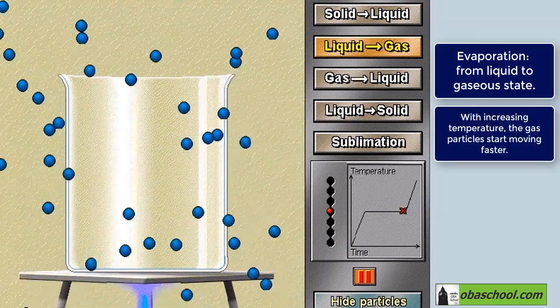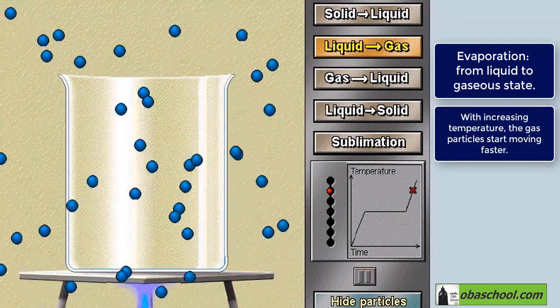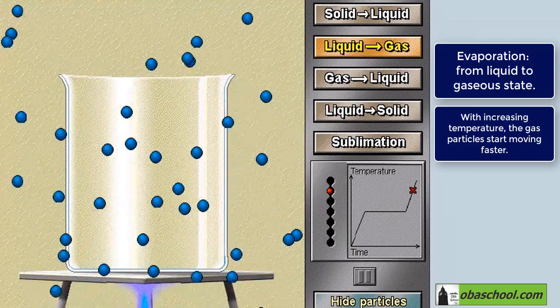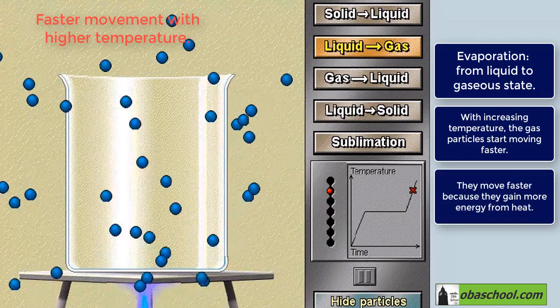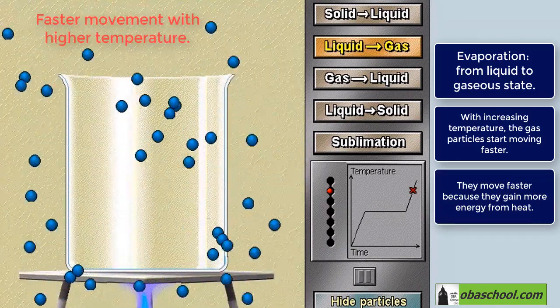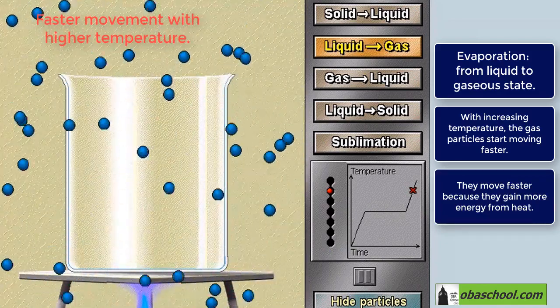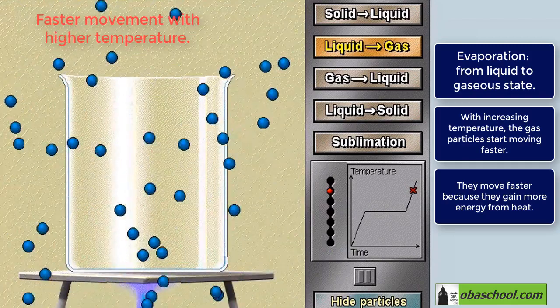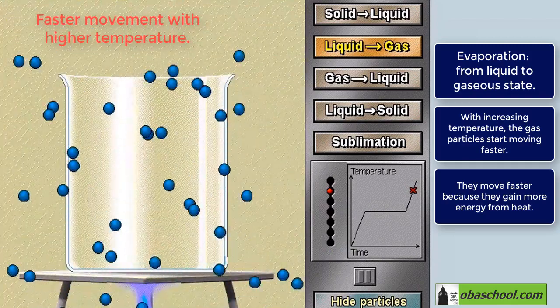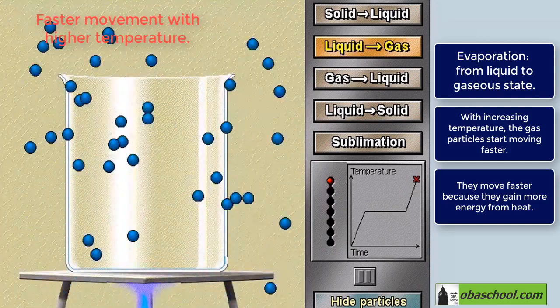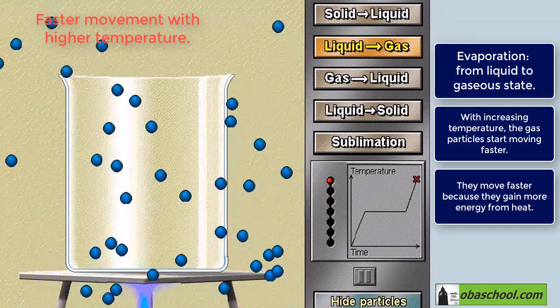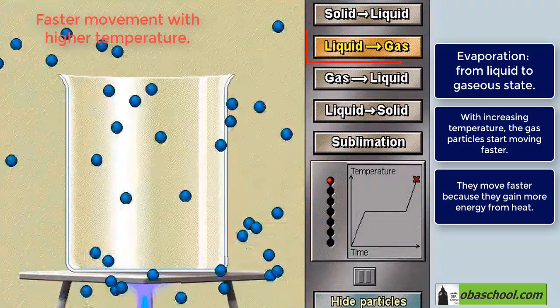If we increase the temperature even more, particles will move even faster. In fact, at higher temperatures, the gas particles gain more energy from heat and they start moving faster. This is the process of evaporation where liquid turns into gas.